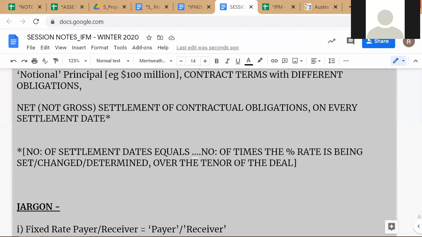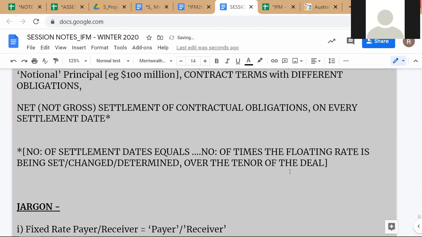This has to be reworded a little bit because the fixed rate is only being set once. And how would you determine the floating rate? It's a two-step determination. How do you know the number of settlement dates? It's equal to the number of times the floating rate is being set, changed, or determined over the tenor of the deal. And how do you know which is the floating rate? You ask whether the rate is being set or changed or determined more than once over the tenor of the deal. At least one of them will be. That will be the floating rate.